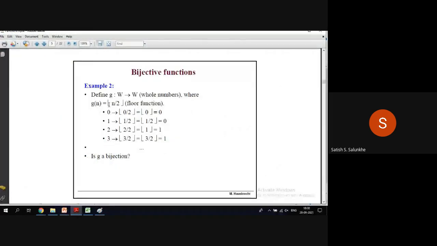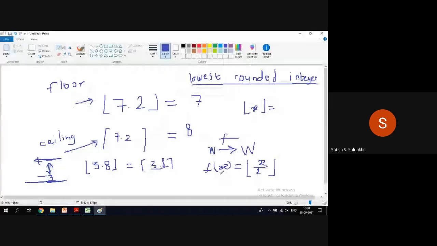Okay. So if you apply 0 as the input, x belongs to W, and f of x is also a value belonging to W. So 0 is mapped to whom? If I take 0, 0 divided by 2 is 0. Floor of 0 is 0. So 0 is mapped to 0.